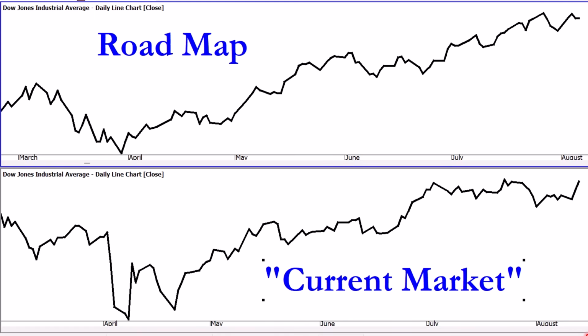So that's the first place that we can look to start a campaign from. And in an upcoming video, we're going to take a look at nailing the best possible entry at the best point in the market, with a low risk and a high reward to risk ratio.